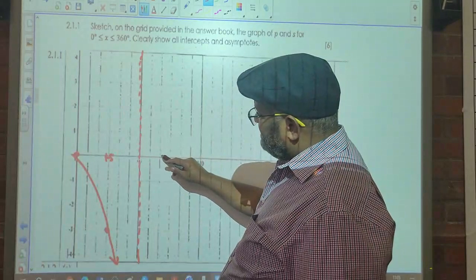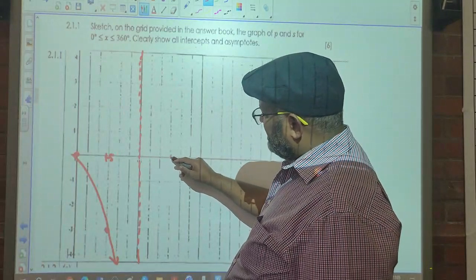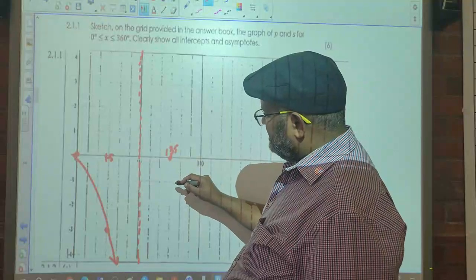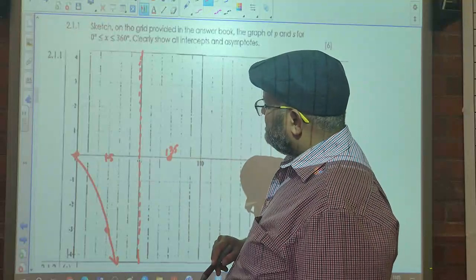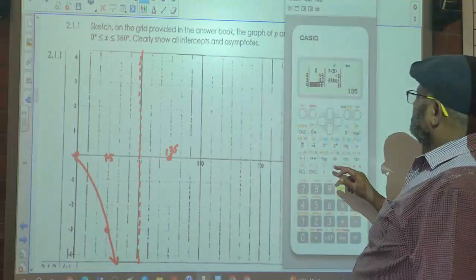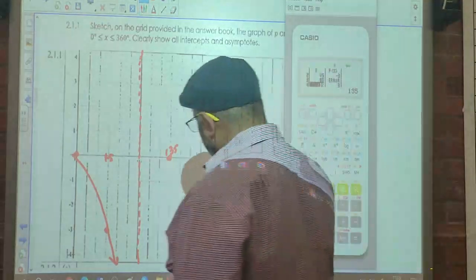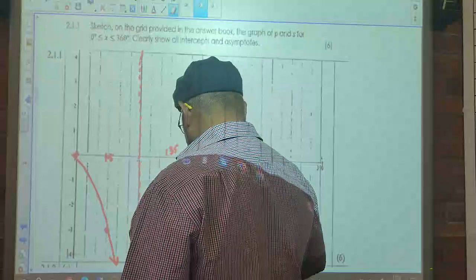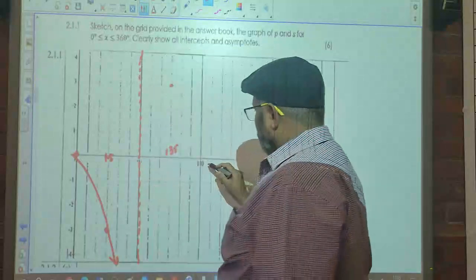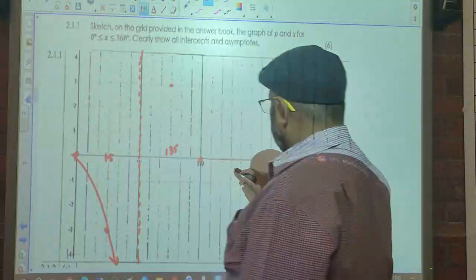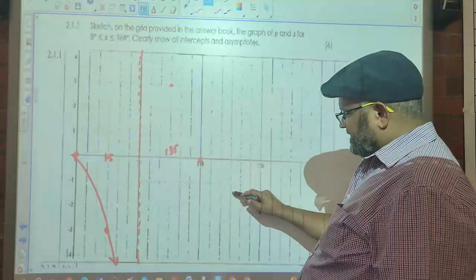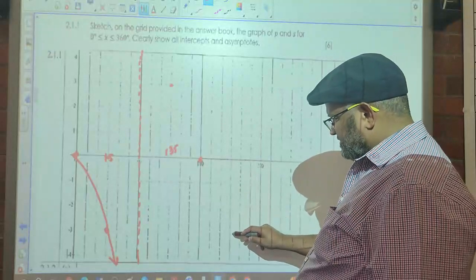Then when you go at 90, 105, 120, 135, which is this point here, you're going to get again 0. No, 135, no, it can't be 0. 135 is 3. Okay? 135 is 3. 180 is 0. And that is 1, 2, 3. This is 1, 2, 3. Here is going to get again negative 3, which is approximately here.